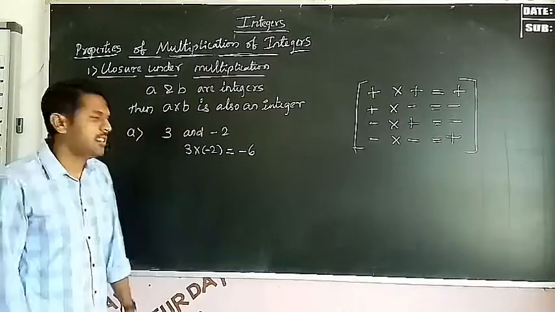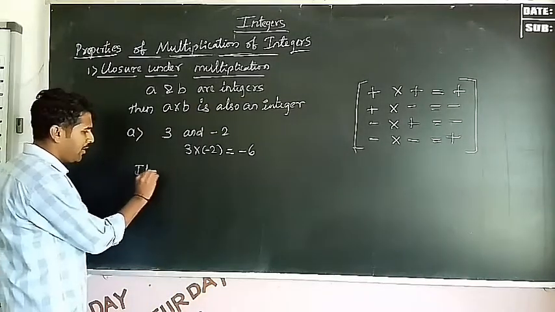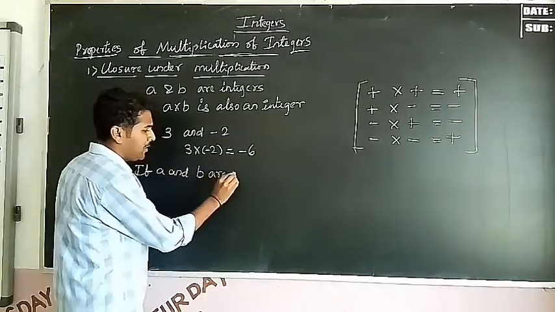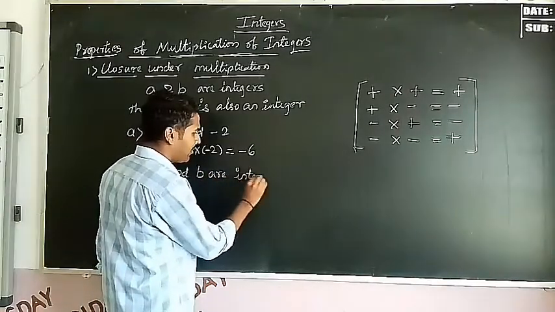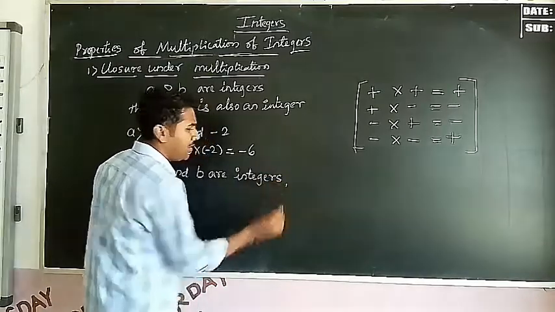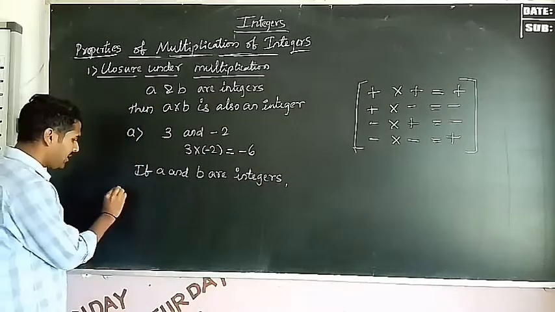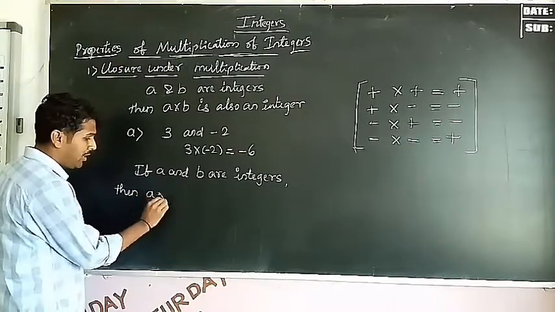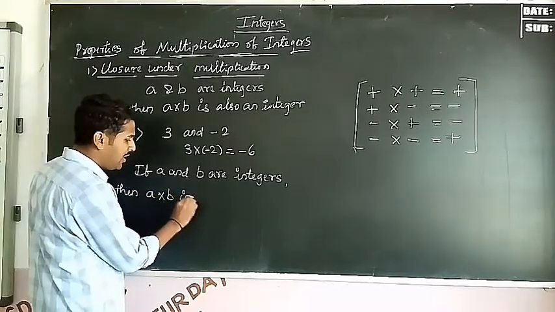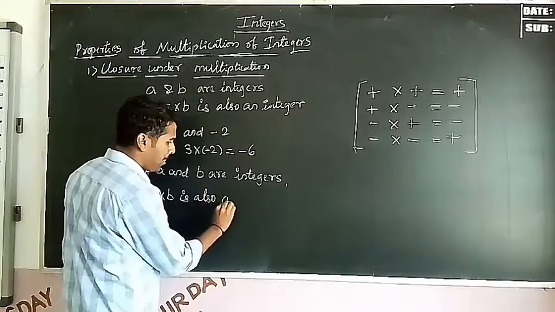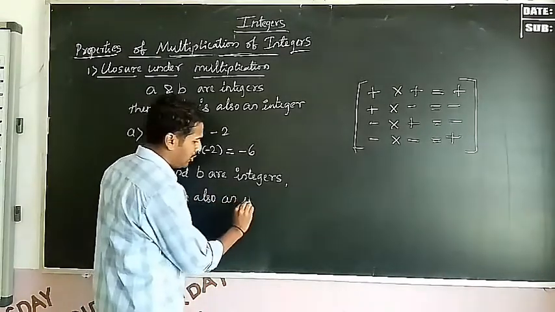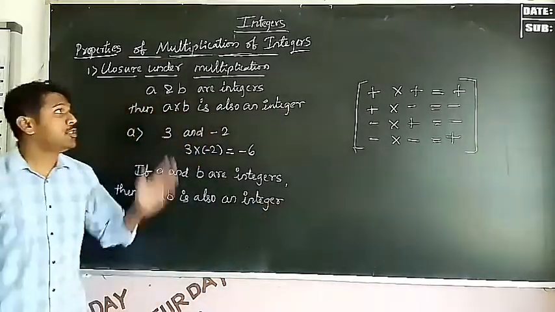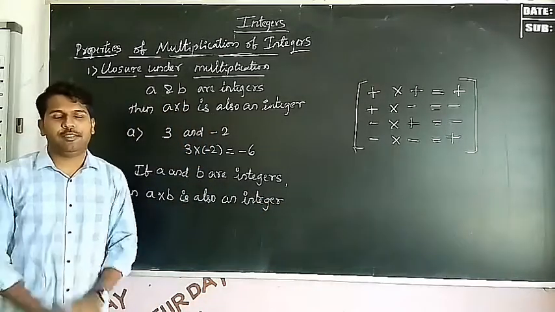So in general, if a and b are integers, then a into b is also an integer. So this is the closure property under multiplication.